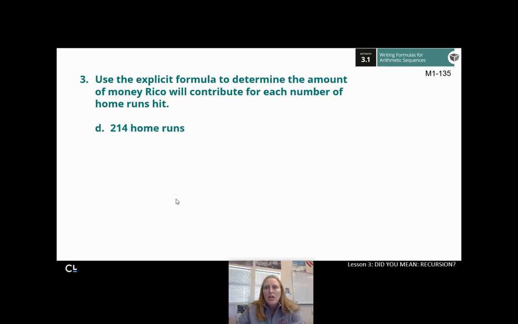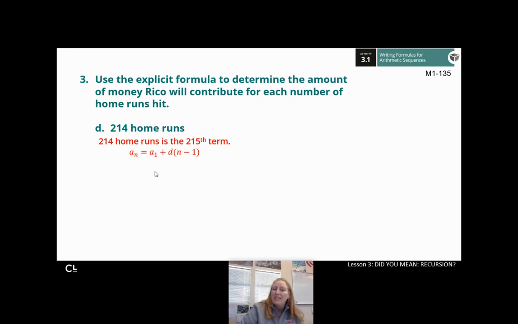And this last one is nuts. Oh my gosh. 214 home runs. That's a lot of home runs. Which means I'm looking for the 215th term. So for N, I'm plugging in 215.